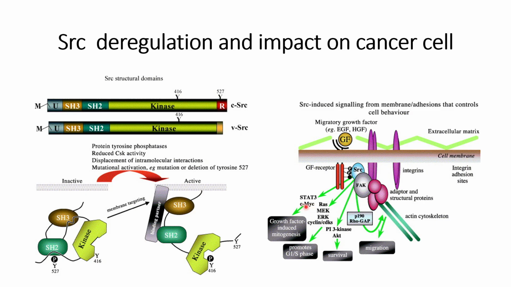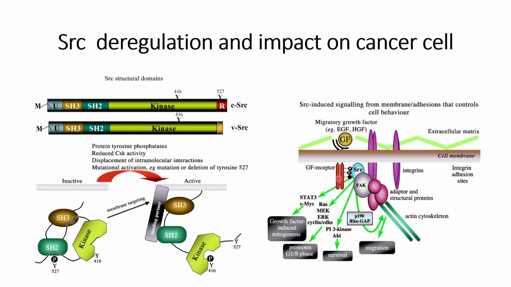This usually occurs because of the weakening of the membrane of the mitochondria, and the RAS, MEK, ERK pathways promote G1 and S phase, and the survival pathways, that is the PI3 kinase, AKT pathways. The migration pathways will also be activated through p190 and Rho GAP, which leads to changes in the actin cytoskeleton, and that will trigger migration properties in the cancer cells.